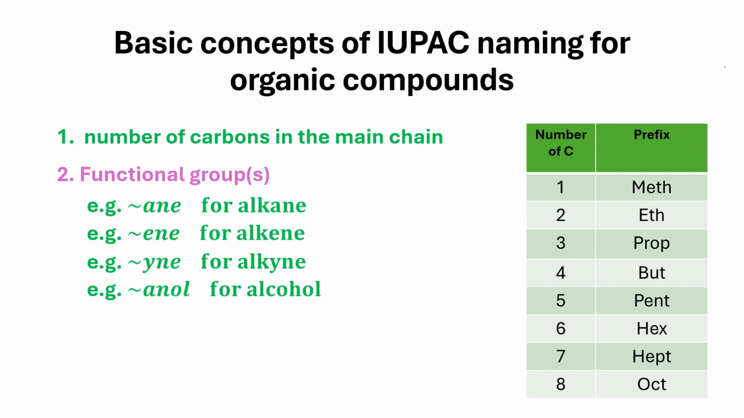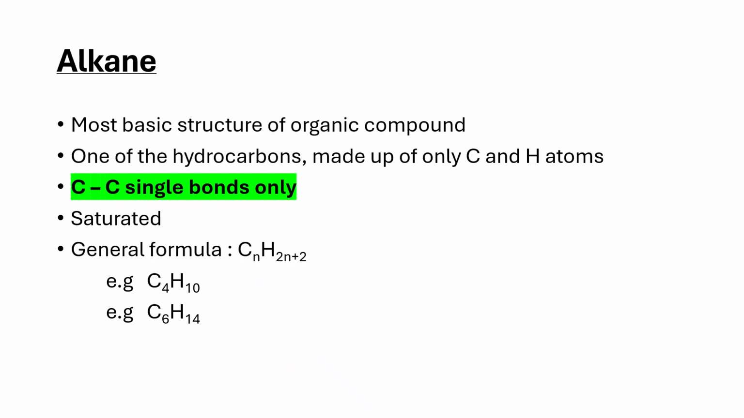And there will be more functional groups such as alcohol and many more, which are going to be covered in my next video. Lastly, if there are any side chains dangling off the main chain, we also need to address them. So let's begin. In this video, I'm only going to focus on alkanes and alkenes to give you the basic system of naming. Alkane is the most basic structure of the organic compounds.